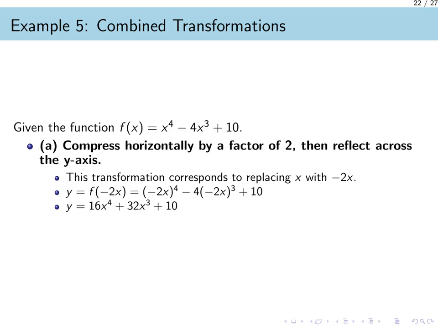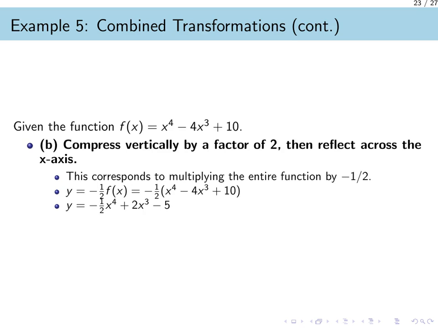The key is to determine the total effect on the input variable first, before performing the substitution. Now let us handle the second part of this example, which combines a vertical compression with a reflection across the x-axis. To achieve both effects at once, we will multiply the entire function f of x by a single constant. A vertical compression by a factor of 2 means we multiply by 1/2, and a reflection across the x-axis means we multiply by negative 1. Combining these, we multiply the entire function by negative 1/2.